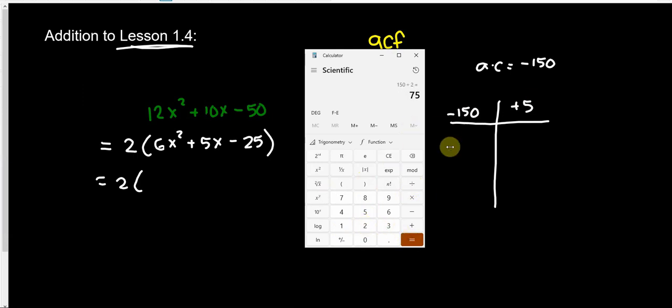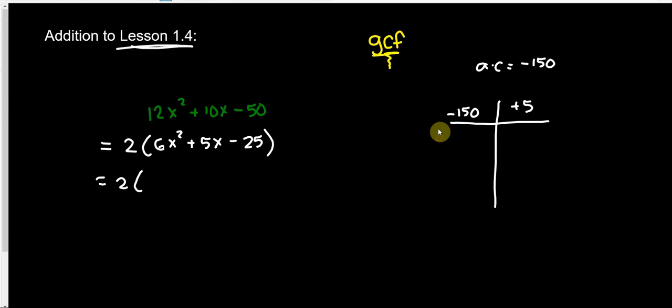So the factors there would be negative 2 and 75, or you could think of it as 2 and negative 75. But when you add those, you're going to be nowhere close to 5. You're going to be at 73 and negative 73. So these numbers are just way too far apart. They have to be 5 apart because one's going to be negative, one's going to be positive.